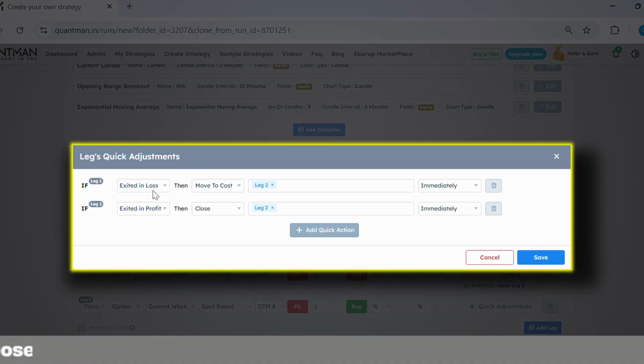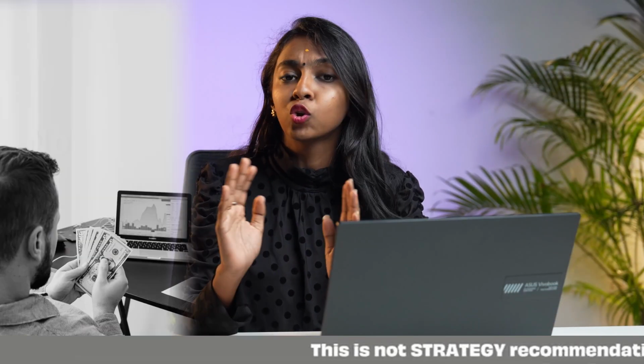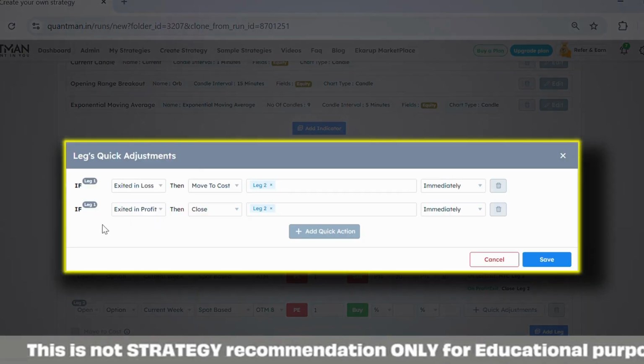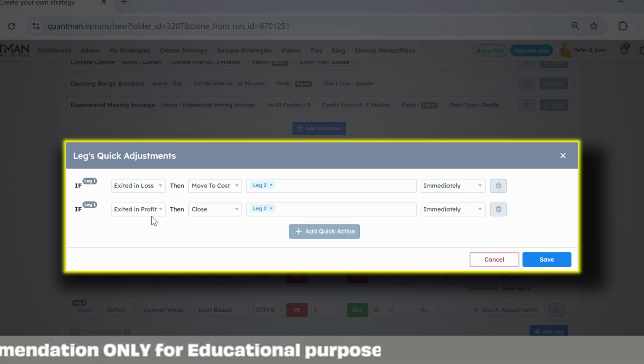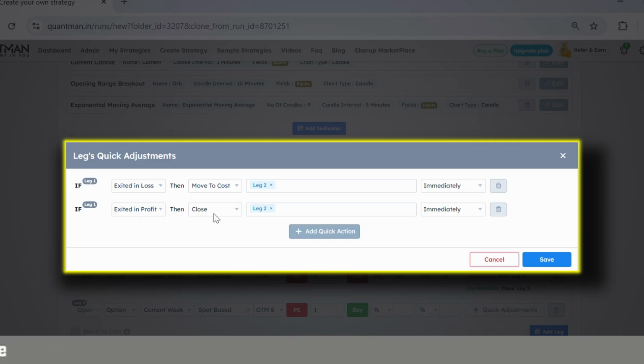Now let's add a quick adjustment. If my leg 1 exited in loss, then I'm going to move leg 2 to cost. This way, there will be a break even, no profit or no loss. Also, if my leg 1 exited in profit, then I'm going to close my leg 2 immediately. This will help me to avoid further losses.